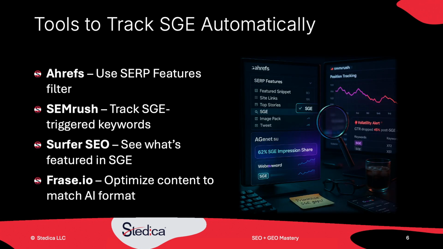4. Using SEO tools for SGE appearance tracking. Manual tracking can be time-consuming, but some SEO tools can help. Ahrefs. Use the SERP features filter to see which of your keywords trigger SGE. SEMrush. Monitor SERP features for your target keywords. Surfer SEO, analyze which pages in your industry are being featured in SGE. Frase.io. Optimize your content specifically for SGE, ensuring your answers are concise and well-structured. These tools can show you which keywords you're appearing in SGE for and which you're not.